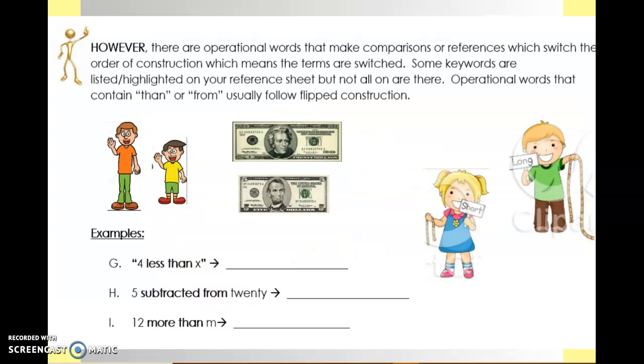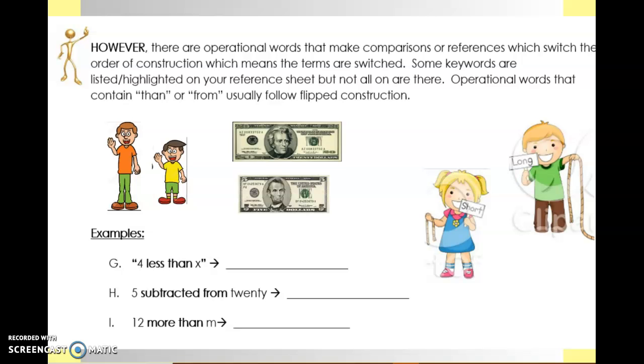All right, so however, there are operational words that make comparisons or references in which we have to switch the order of construction, meaning the terms are switched. So the number that came first now is going second, and the number that went second is now coming first. So here are some keywords on the chart that are also highlighted yellow. Those are keywords on your reference sheet that mean that you're going to flip the construction.